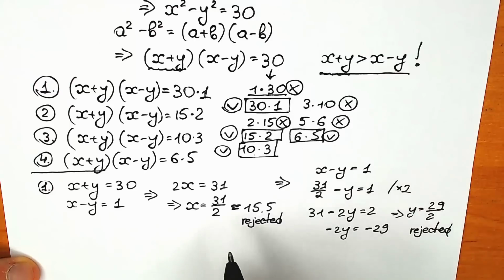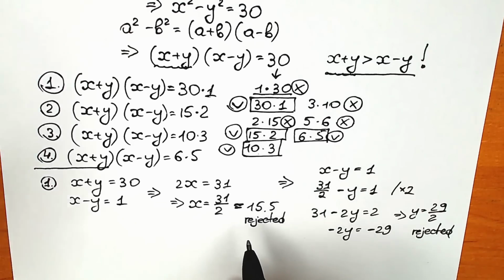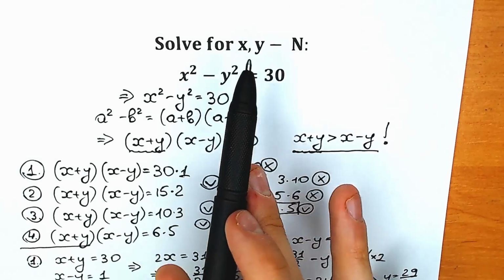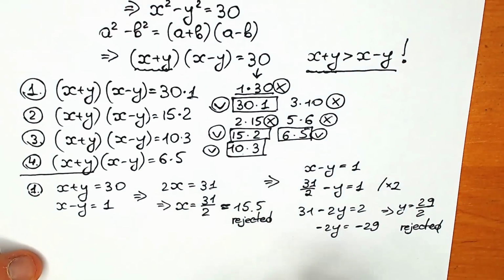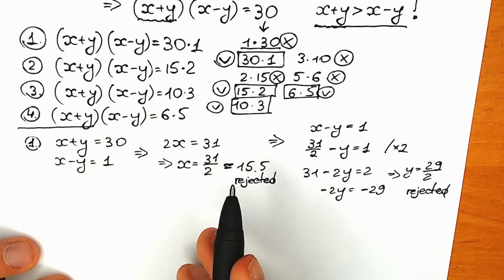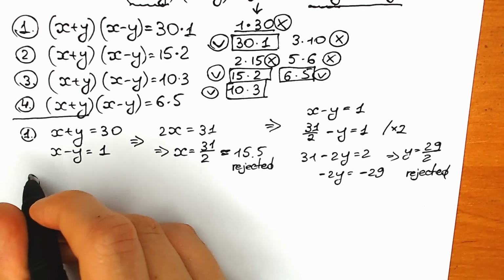And of course, if one of these is rejected, we don't need it, because in the beginning we need that our x and y are both natural. So in this case, this does not work. Let's move forward to the next one. x plus y equal to 15. So the second case, let's solve it.